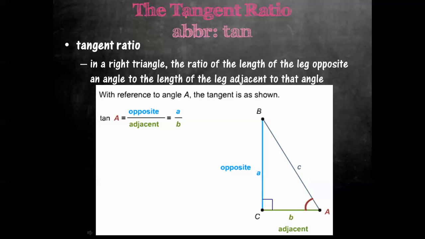Now we're going to talk about the tangent ratio. Okay, and then we abbreviate it TAN. So you'll see that on your calculator. It'll be labeled TAN, and I'll show you that here in a second. When you have a right triangle, the ratio of the length of the leg opposite of any angle to the length of the leg adjacent to the angle is called the tangent ratio. So here, if we're referencing angle A, okay, then the tangent ratio is going to be opposite over adjacent. So the ratio is going to be A over B.